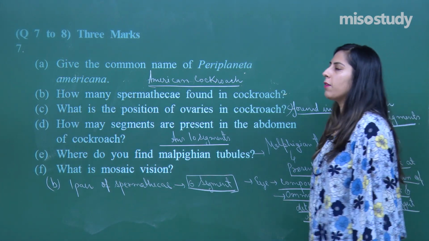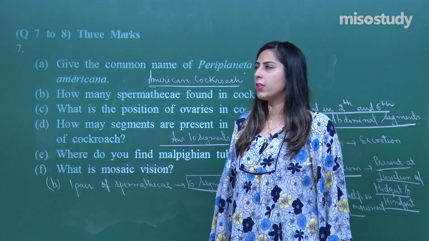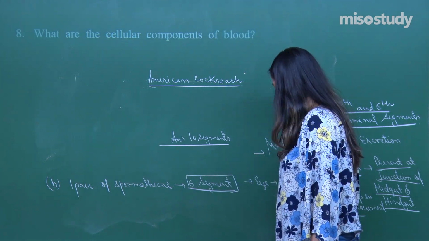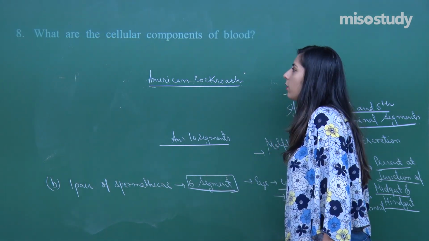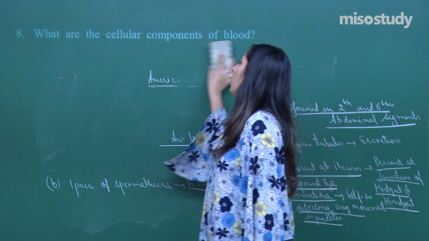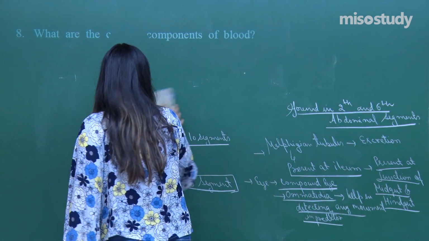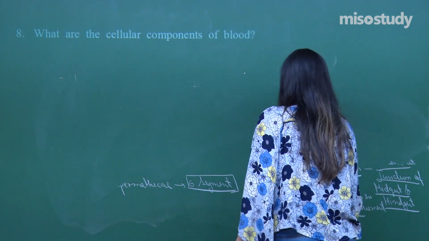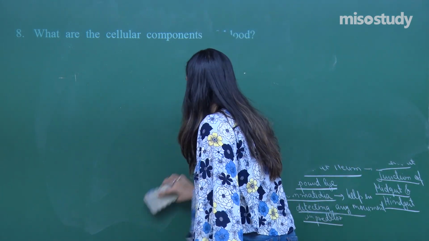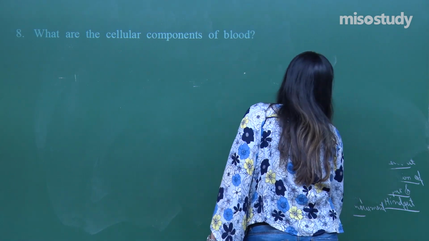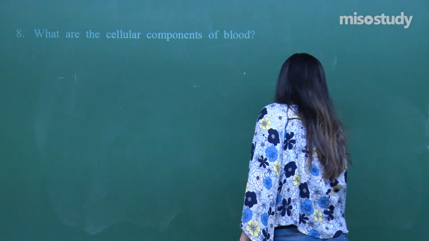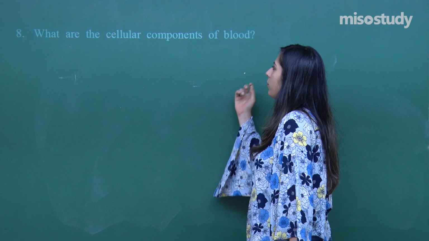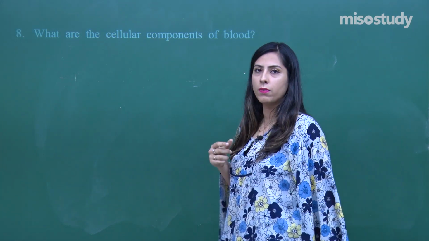So students, hope you have noted this down. Now let's move on to the next question, question number 8. Yes, this is also a good question. What are the cellular components of blood? Cellular components, we know in blood there are two components. One is called plasma and the second is called corpuscles. So we have to discuss the corpuscles over here.